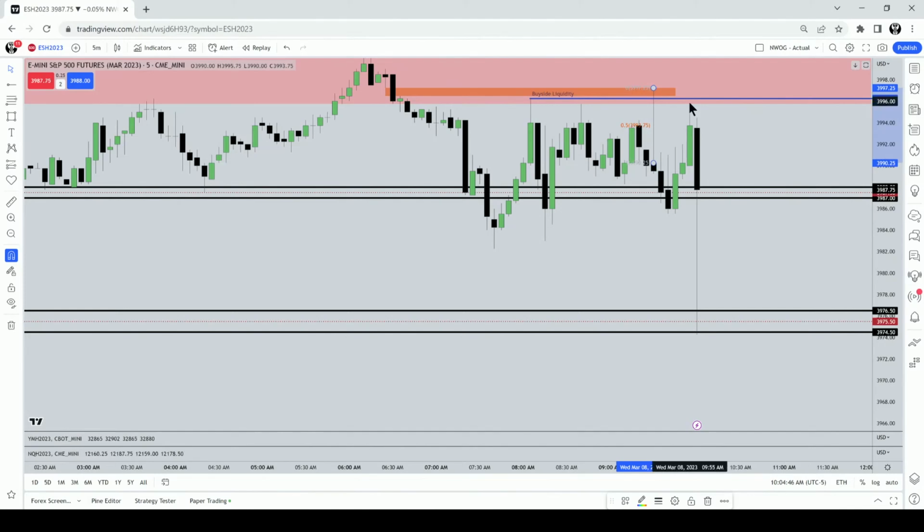This run up to that 60-minute fair value gap would have been a short for me. I would have smacked that. As soon as it went up and hit it, I would have done that. Why? Why would I have done that?